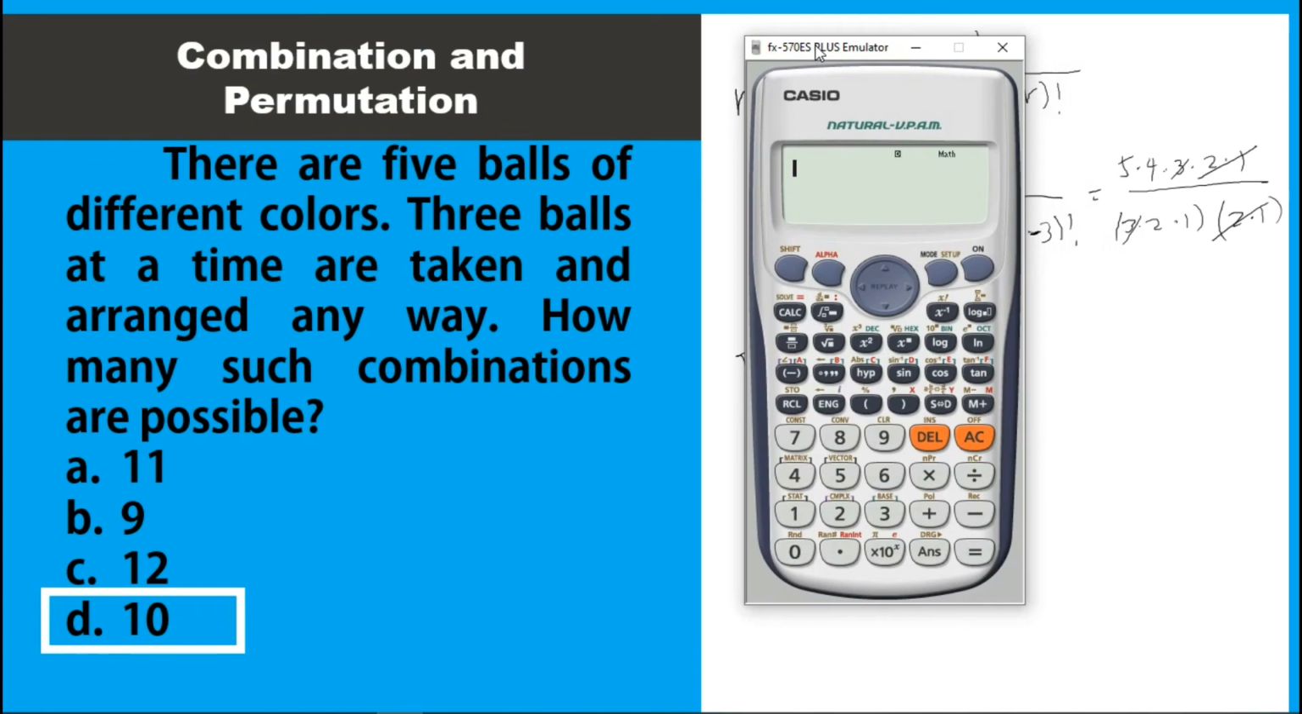You can also use your calculator to solve this automatically. So we have 5, and for combination we have shift divide, that is combination 5C3. We have 10.